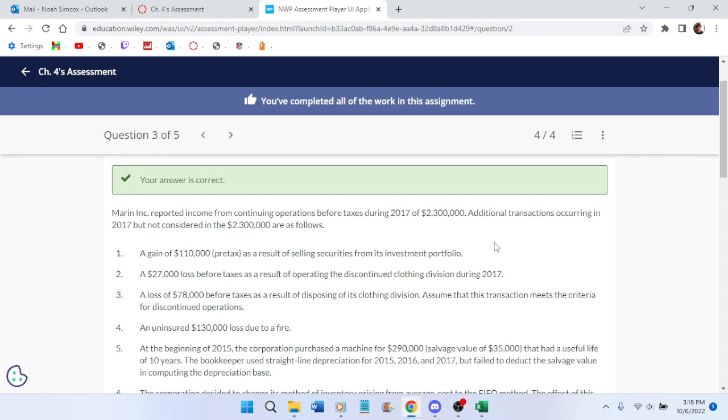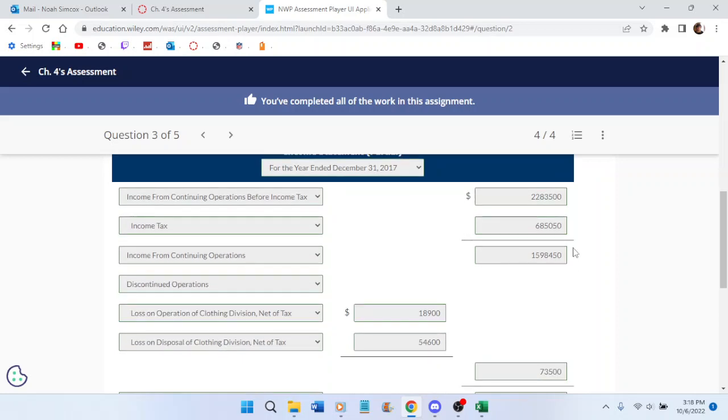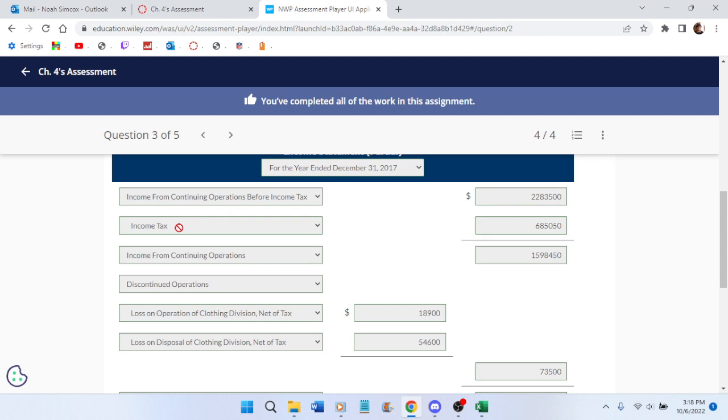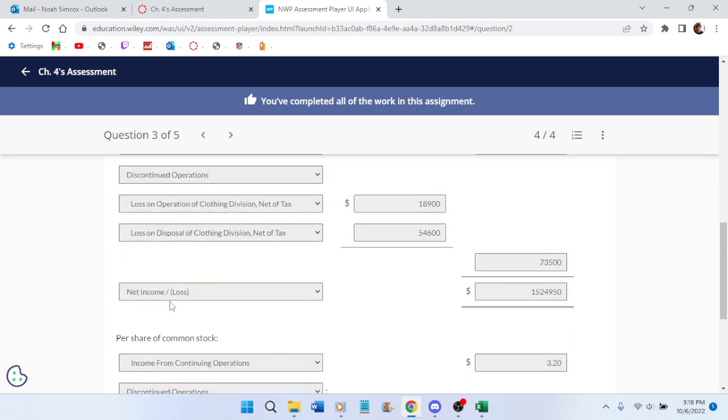Oh, I forgot how to do the continued operations thing. Now this is why I probably should have studied more. I have to look at it, I'm sorry. This is only a partial. Income from continuing operations before income tax. Yes. And then do income tax, income from continuing operations. Then discontinued operations. Loss on the operation of this, loss on disposal of this. And you have to do it net of tax because it's after the income tax calculation. So you have to calculate tax for both of those to get the answer. Net income.